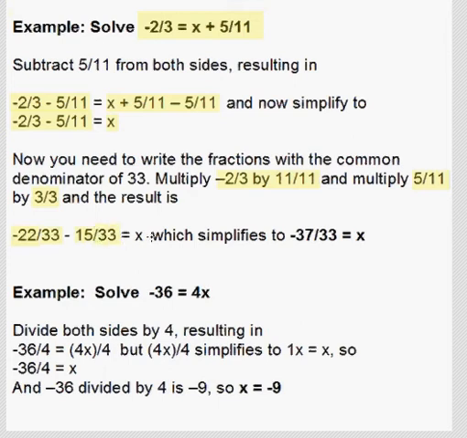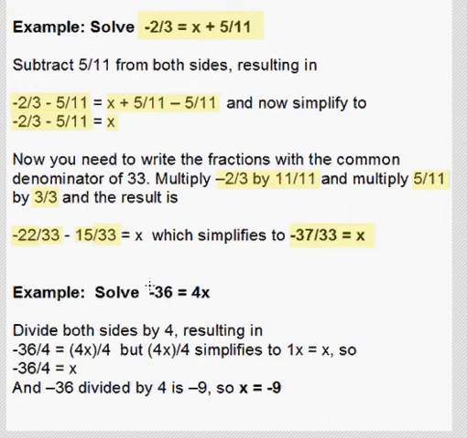Now we have to combine those two fractions with subtraction. We have negative 22 33rds minus 15 33rds. We have a negative subtracting a positive. That gives us a bigger negative. That's like adding negative 22 33rds to negative 15 33rds. That makes negative 37 33rds, and that's our answer for x.